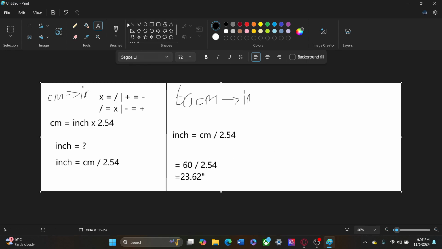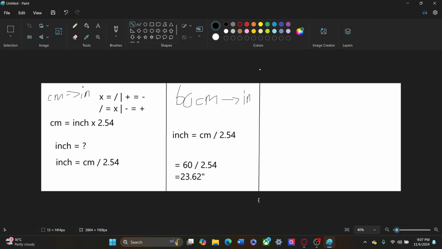So let's do another one. Okay, so the same thing. We'll do 20 centimeters this time. I just looked straight into the light. Oh my goodness.